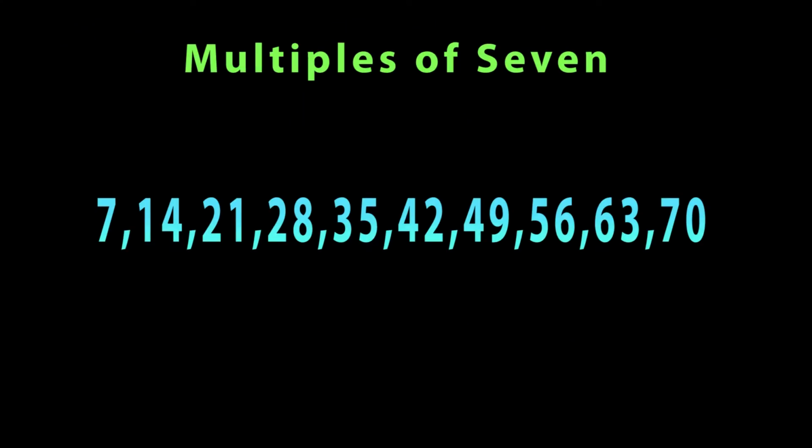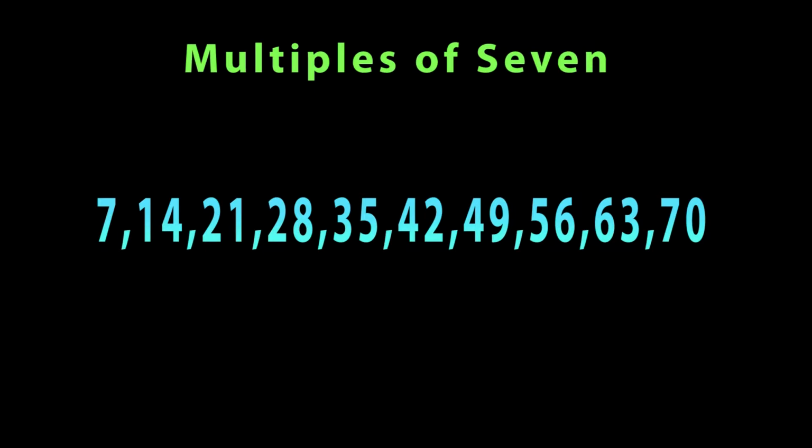Have a discussion about multiplying by 7. The multiples of 7 are 7, 14, 21, 28, 35, 42, 49, 56, 63, and 70. Well, those are the first 10 multiples of 7.